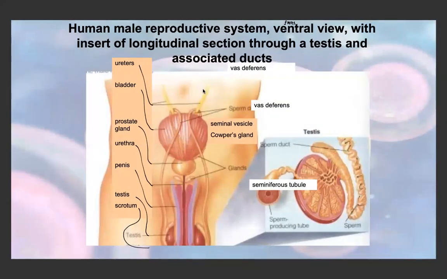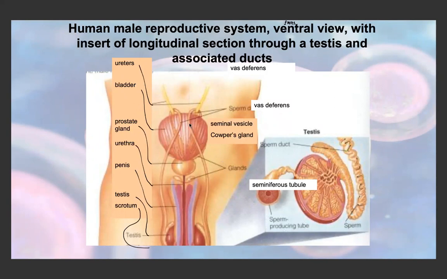If you look at a front view of a male reproductive system, there's an insert of a longitudinal section through the testes and the ducts around the testes. You should be able to label a simple diagram of a male reproductive system. So we have the ureters over here, we have the bladder. These aren't really part of the reproductive system, but obviously they are going to be most of the time shown in the diagram. We also have the sperm duct or the vas deferens.